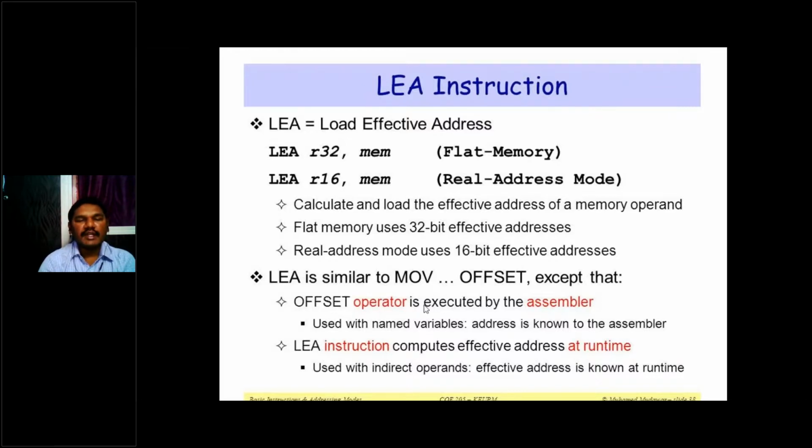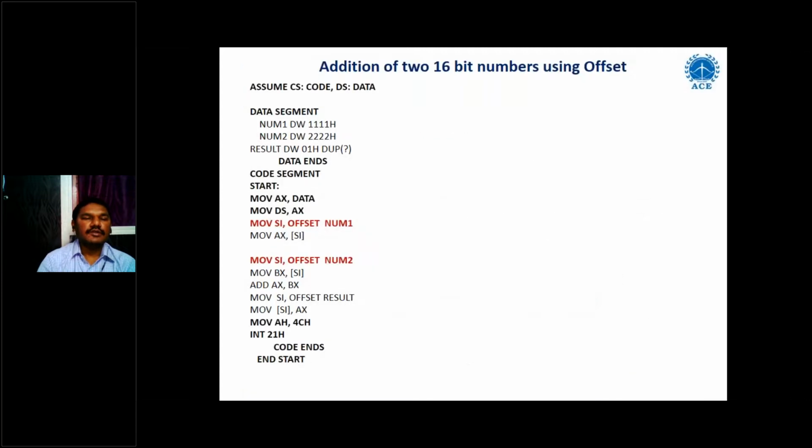The OFFSET operator is executed by the assembler and used with named variables. The address is already known to the assembler, so it is used with named variables. But in the case of the LEA, load effective address, instruction, it computes the effective address at runtime. At execution time, it will compute the address. Okay, so that is the difference between LEA and OFFSET.